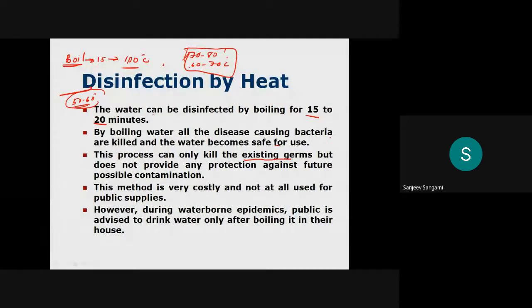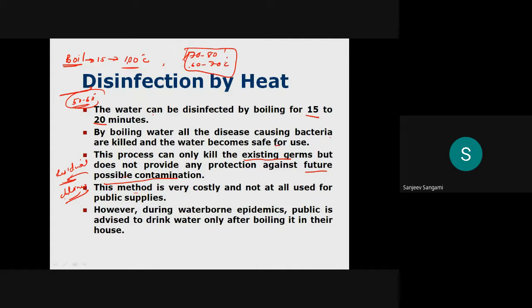This process can only kill the existing germs, but does not provide any protection against future possible contamination. Whenever we are talking about future contamination, in the previous class I was discussing the residual chlorine. Why is this residual chlorine required? To stop further contamination in the coming pipelines.